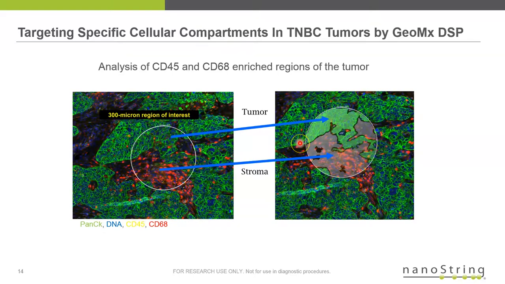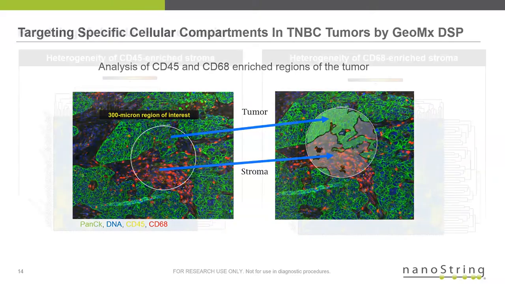But what we did was we took these tumors and stained them for these visual markers: pan-cytokeratin for the tumor, DNA for the nuclei, CD45 for all lymphocytes, and CD68 specifically for the macrophages. And then we selected different regions within the tumor. We segmented those so that we could look at just the tumor compartment and just the stromal compartment. And then we analyzed them with the GeoMx platform.